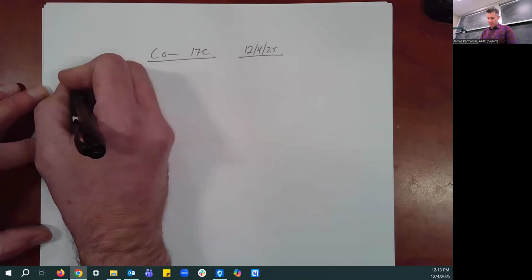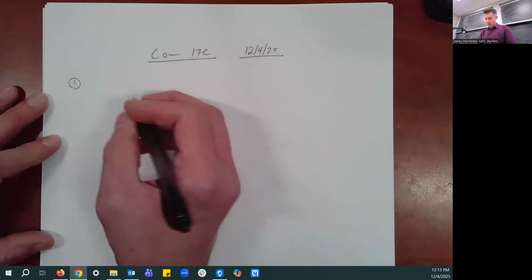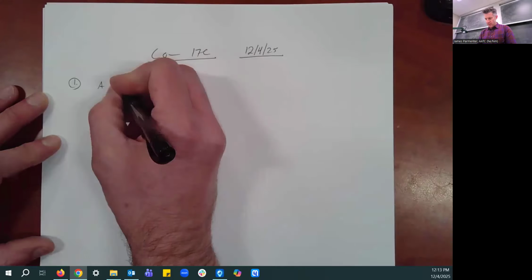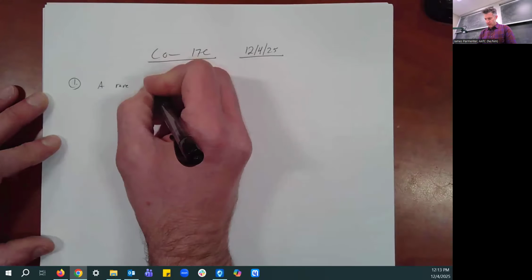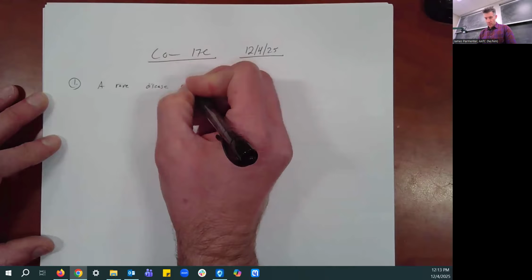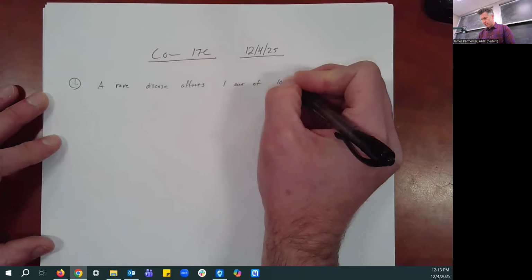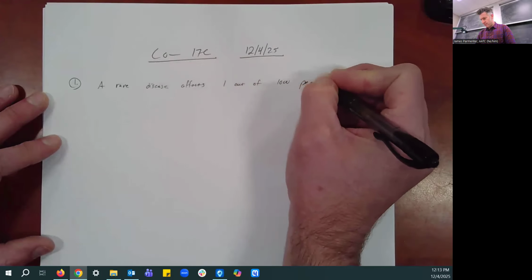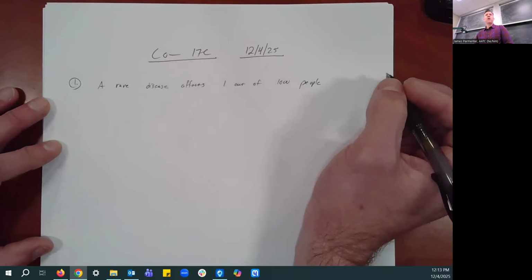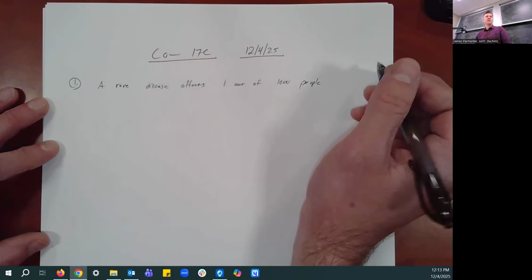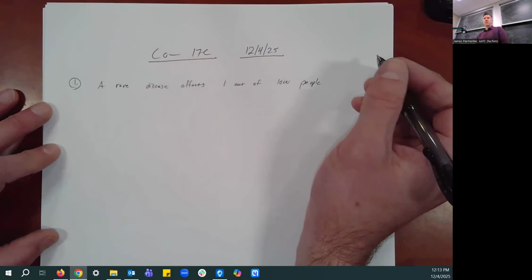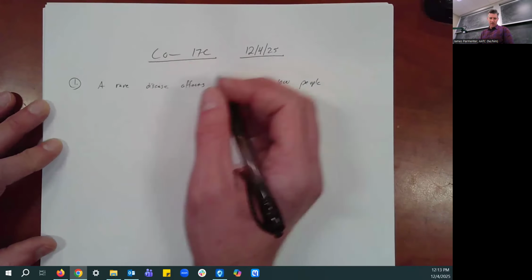So here's the setup, and it's kind of lengthy. A rare disease affects 1 out of 1,000 people. Although, that doesn't seem that rare to me personally. It's still like 8 million people in the world if it's 1 out of every 1,000, but whatever.